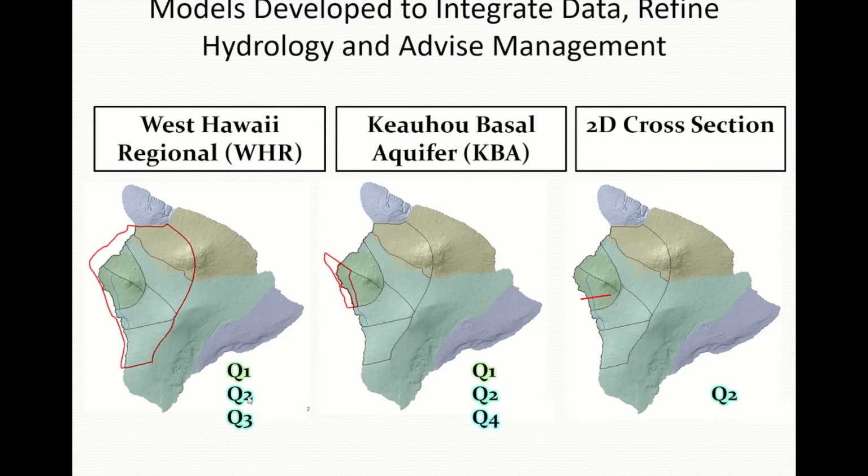Questions 1, 2, and 3 have to do with water flow and submarine groundwater discharge. Then this is covering a smaller area. We call it Keauhou Basal Aquifer. And this is used to answer questions 1 and 2, water flow and pathways, and Q4, which is the management. Then the cross-section model is used to answer flow questions, and basically we can integrate it with available information to build a better model for flow path lines.